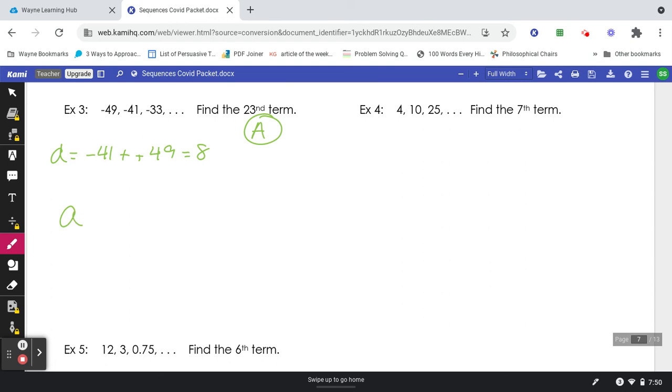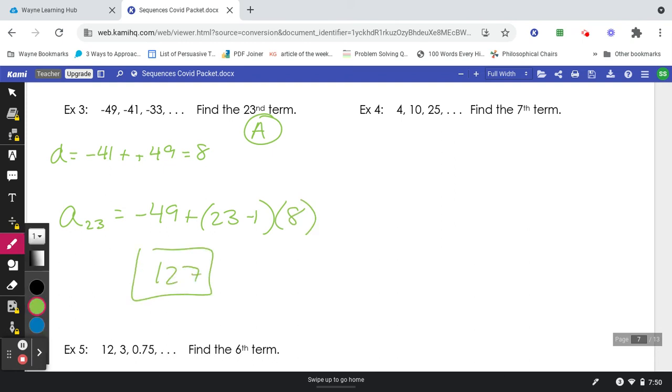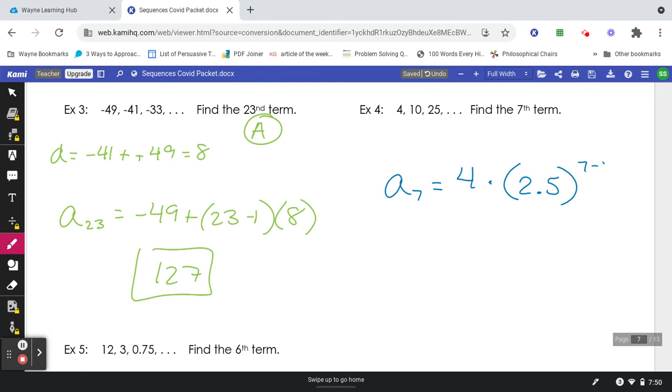All right, hopefully you've had a chance to try these. I'll set it up so you can make sure that you've done it correctly. And then into the calculator would be an answer of 127. Example number 4, you should have 4 times 2.5 to the 7 minus 1, and that would be done by doing 10 divided by 4 to get 2.5. Type it into your calculator to get 976.563.